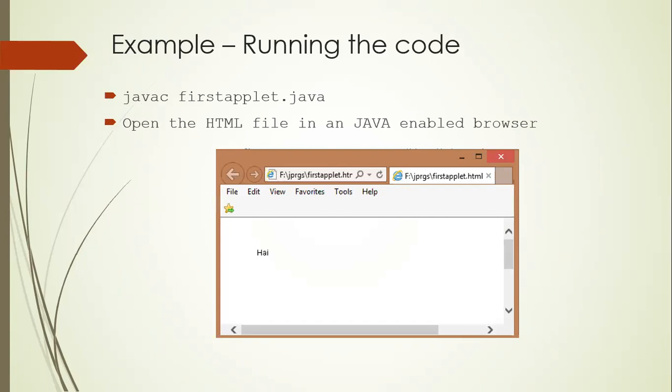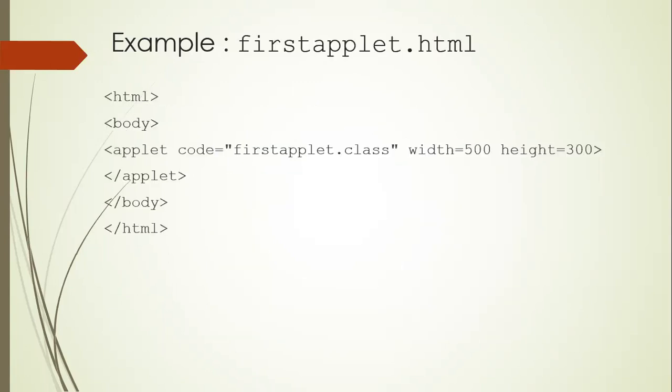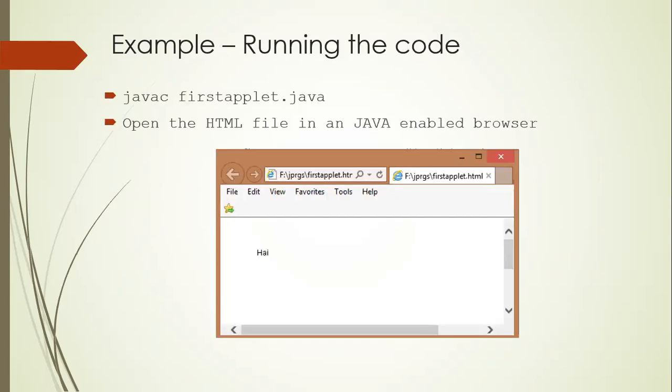So first type the program and save it as first applet.java, and again type that HTML file as shown in this slide, and then run the program like this. You have to open the HTML file in a Java enabled browser. Not every browser, not all browsers will embed the applet classes.